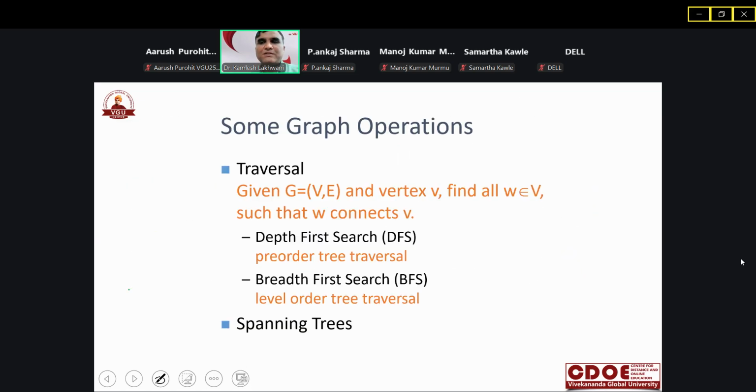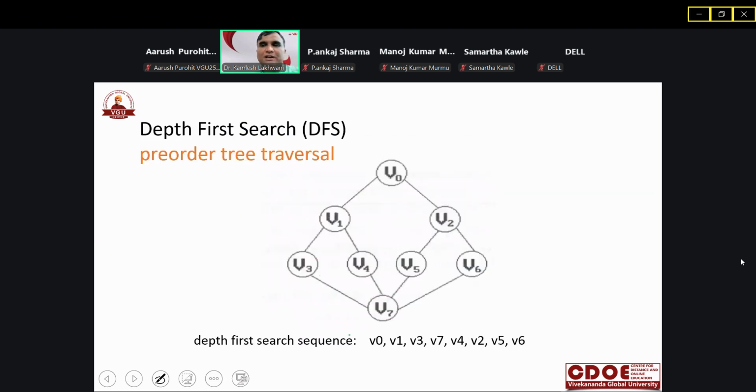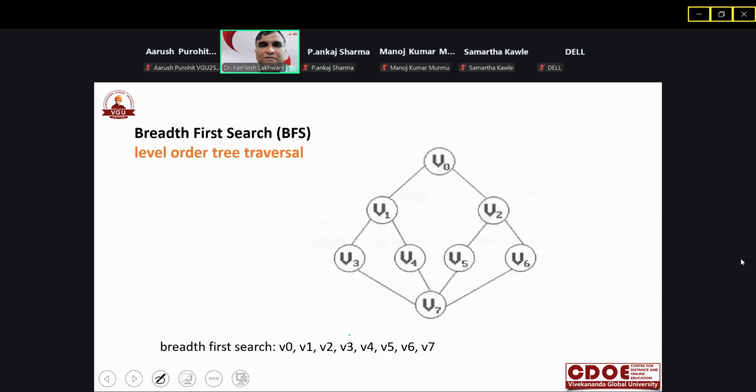Some graph operation, graph can be traversed. So for graph traversal, two important algorithms are available, DFS and BFS. DFS stands for depth first search, BFS stands for breadth first search. And another operation is spanning tree. We can make spanning tree using graph. So in the coming lecture, we'll explain in depth. We'll learn the traversal algorithm like DFS. We'll learn the traversal algorithm like BFS, right?